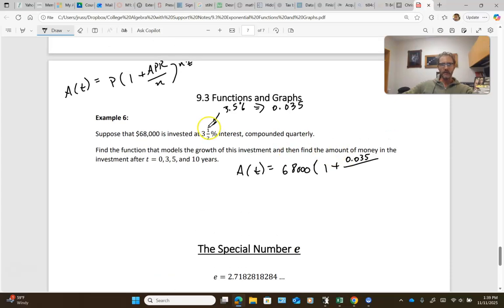What's the value of n here? Well, it says that interest is compounded quarterly, so that means 4 times a year, and this will be 4 times t. So this is our function right here. We plugged in the parameters, so we have the specific function that models the growth of an investment in the context of this problem. The rest of this question is just asking us to basically evaluate this function whenever t is equal to 0, 3, 5, and 10.